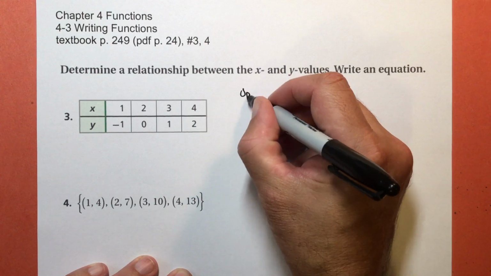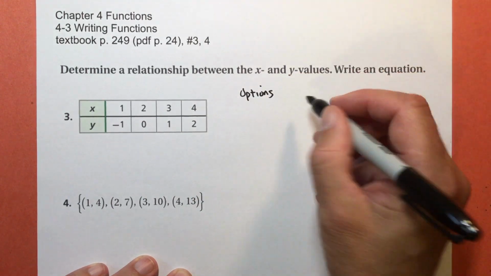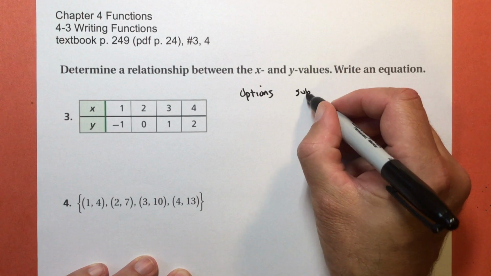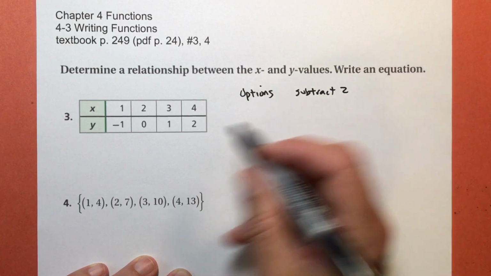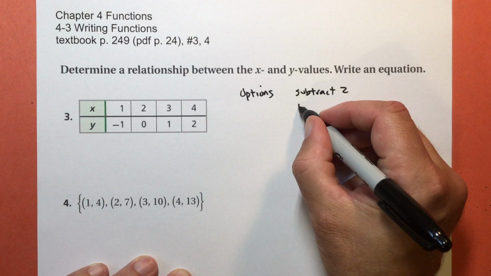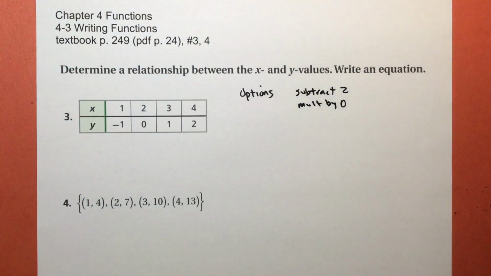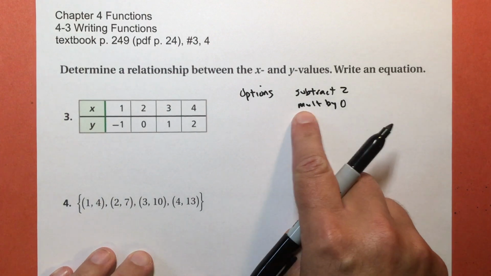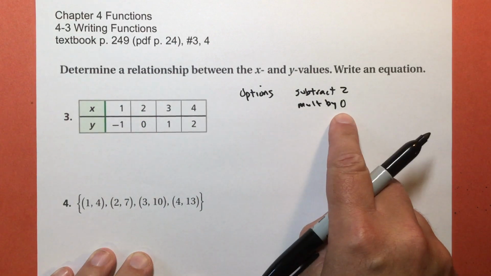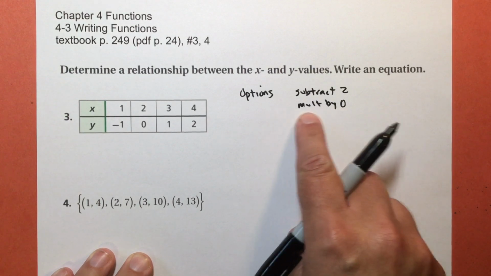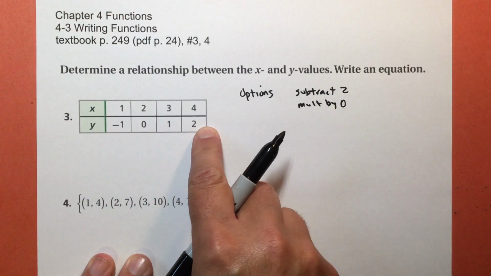So the options for this example would be subtract 2, because 2 subtract 2 is 0, or multiply by 0. Now in the previous video I had a problem that was very similar to this, where one of the options was multiply by 0. The reason why I went here where there was a 0 is because 0 is kind of a neat number. If your option was to multiply by 0, then all these would be zeros.